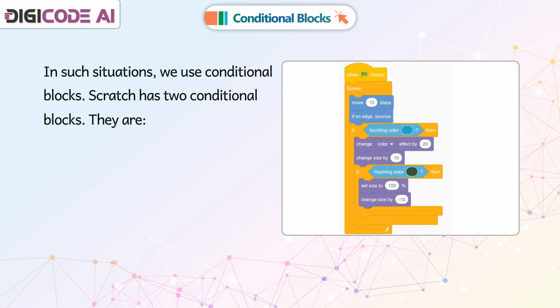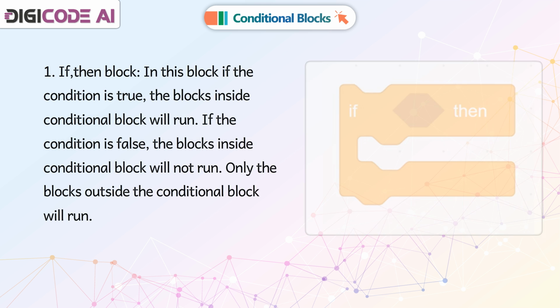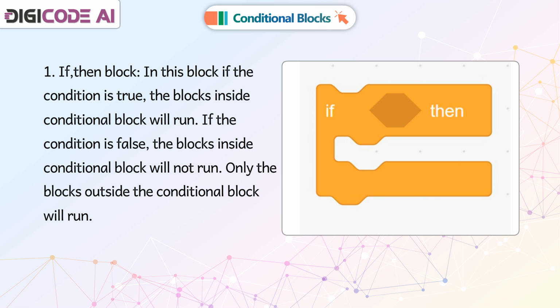Scratch has two conditional blocks. They are 1. If then block. In this block, if the condition is true, the blocks inside conditional block will run. If the condition is false, the blocks inside conditional block will not run. Only the blocks outside the conditional block will run.